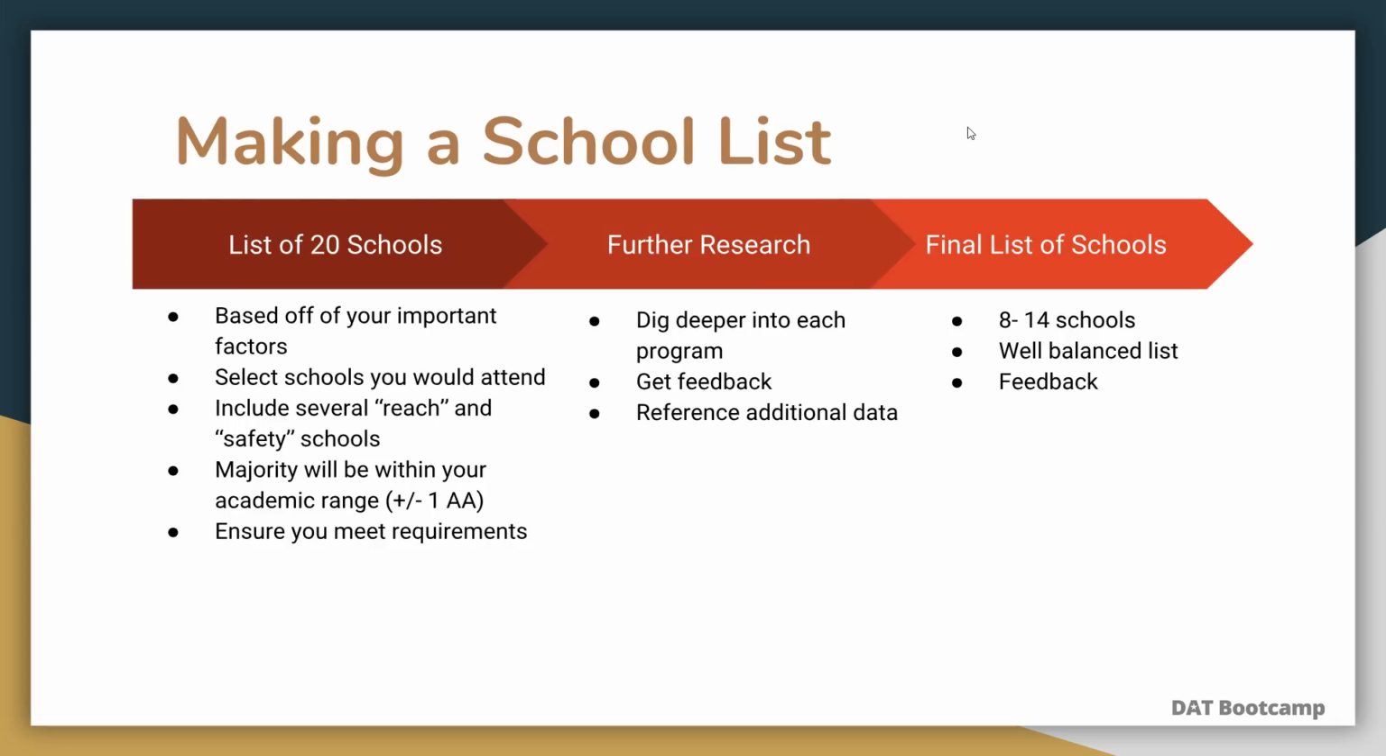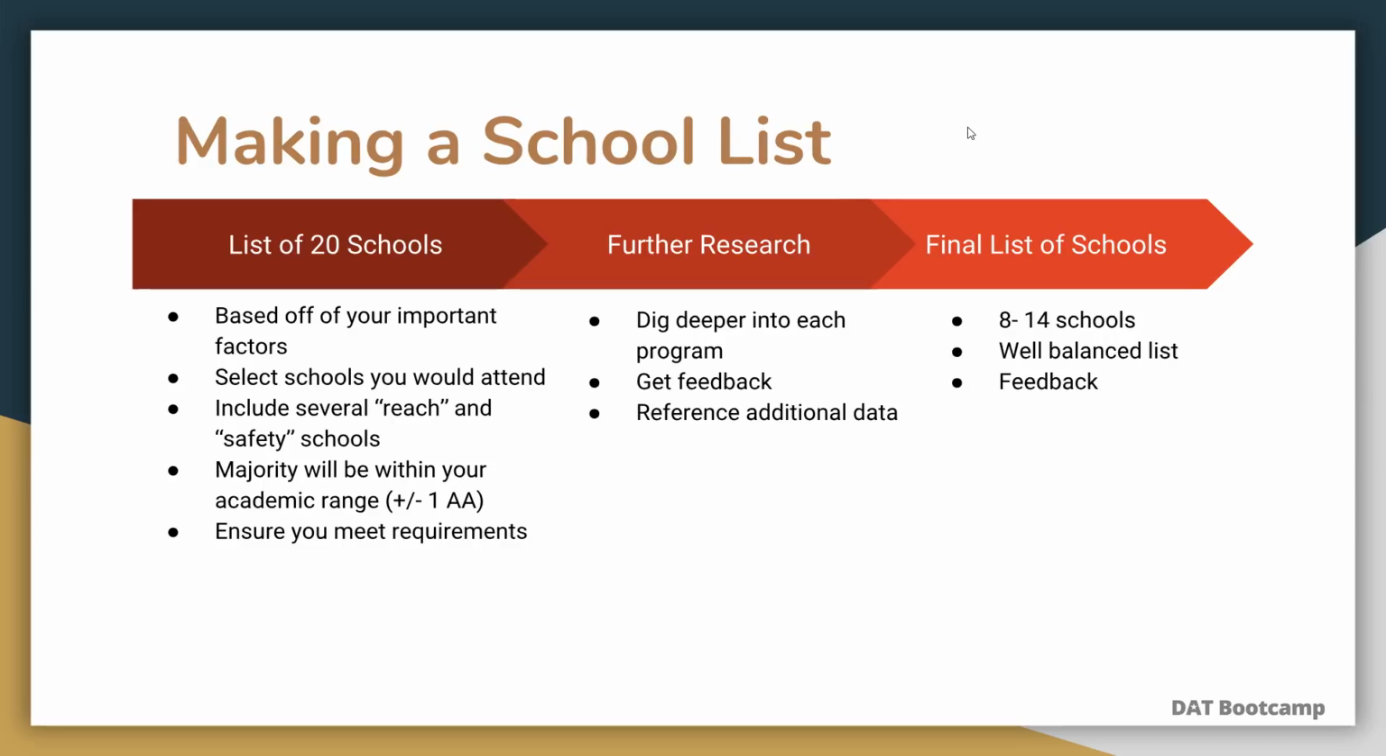Anyway, how do you go about making your school list? I would recommend getting the ADA Official Guide to Dental Schools or just using my guide. I have updated stats in there as well for you guys to reference. You're going to come up with a list of 20 schools initially. I think this is a great starting point. And these are going to be based off your important factors.